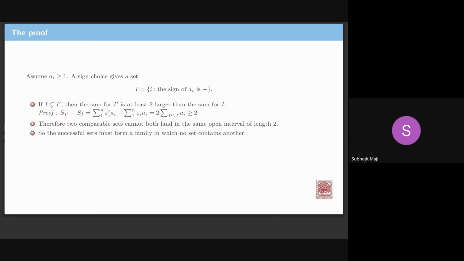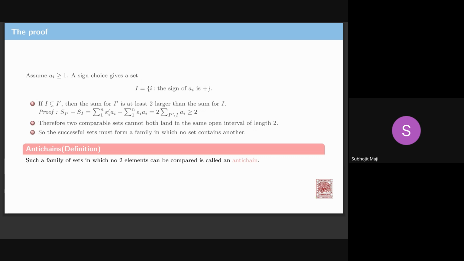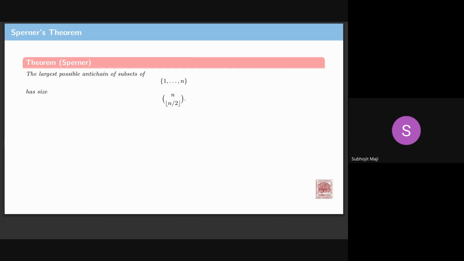So the successful events form an anti-chain. That is what we found. That is one within the interval of two. We can't find two index sets such that one contains the other. So now there's a theorem that is named Sperner's theorem. Sperner's theorem is widely used in theoretical computer science if you look at it.